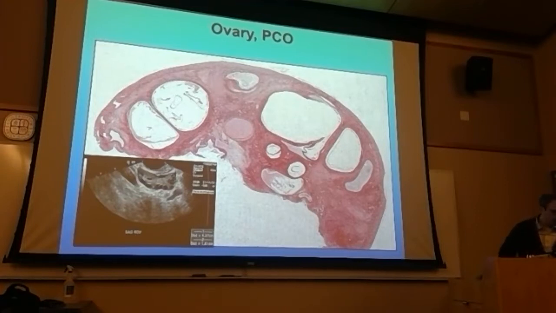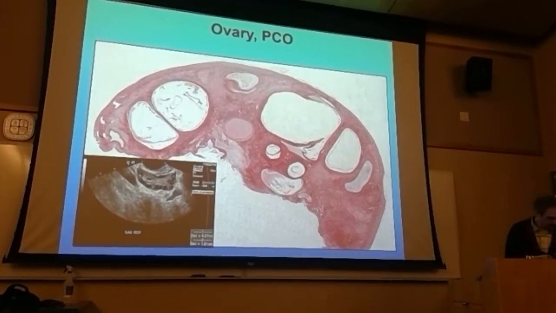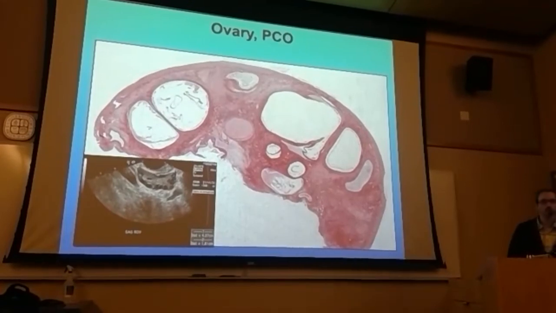Okay. Usually the cortical region of the ovary will be thickened, and you'll see a conspicuous absence of corpora lutea. There'll be no corpus luteum. Why? Because the woman's not ovulating. You need ovulation to produce a corpus luteum.